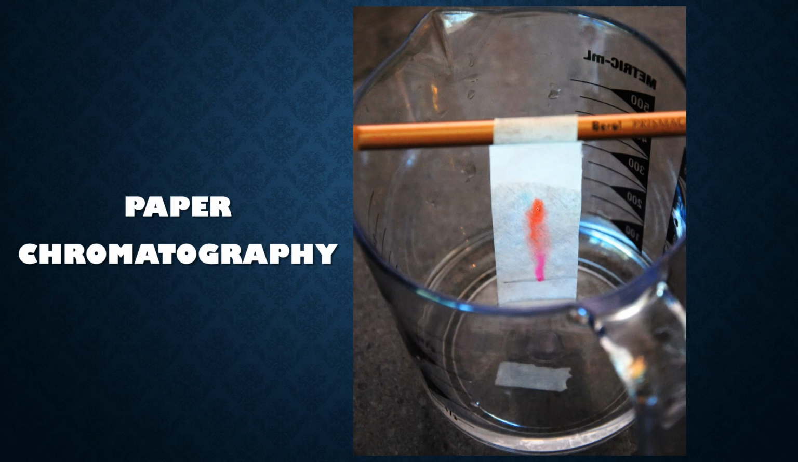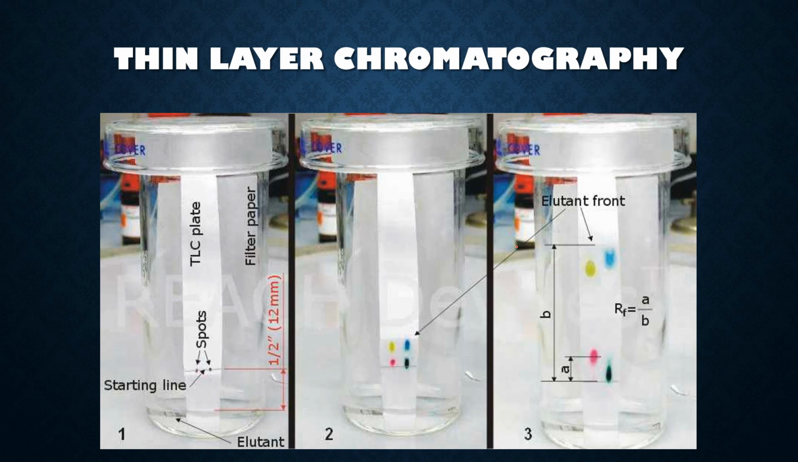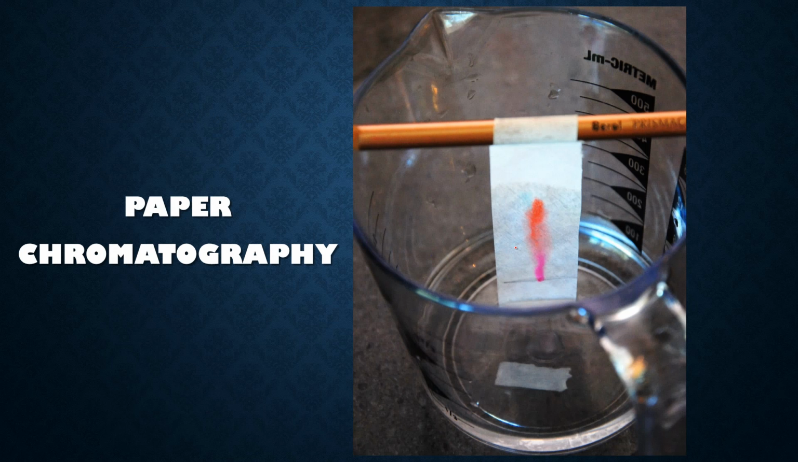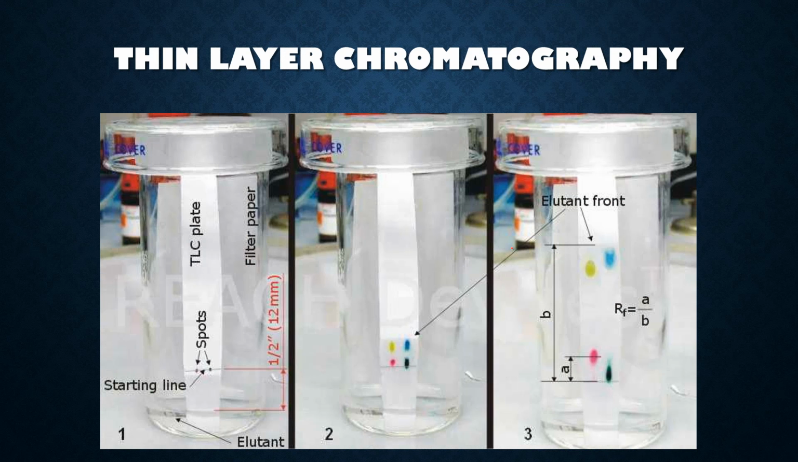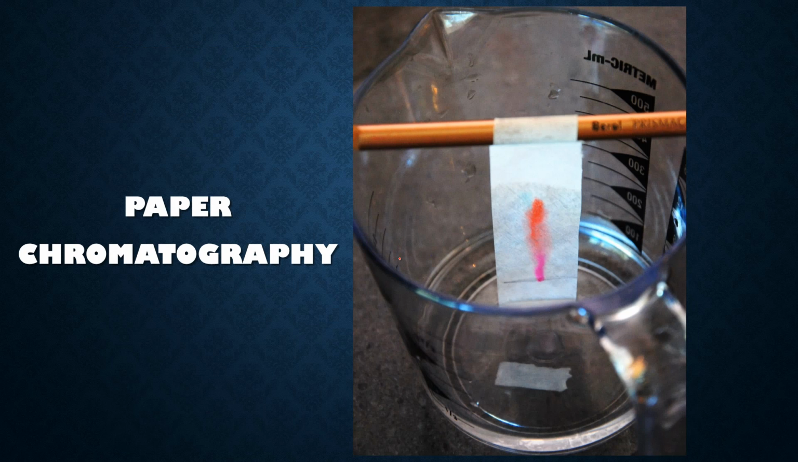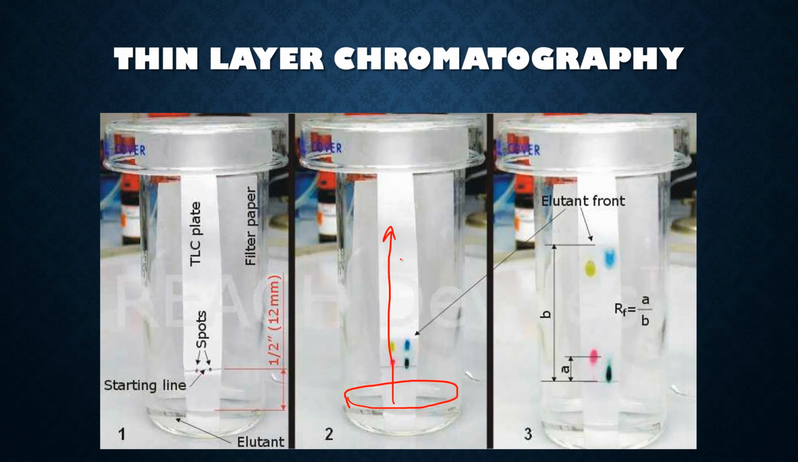Paper chromatography. Paper chromatography and thin layer chromatography are very similar, as you'll see here. Both have a solid support, and a liquid in a jar which represents the solvent, which is adsorbed up through the actual solid support, which is paper in paper chromatography, and can often be plastic or glass in thin layer chromatography.